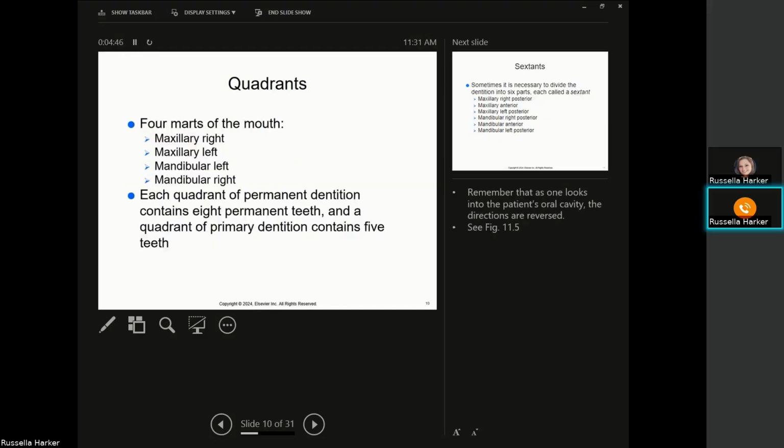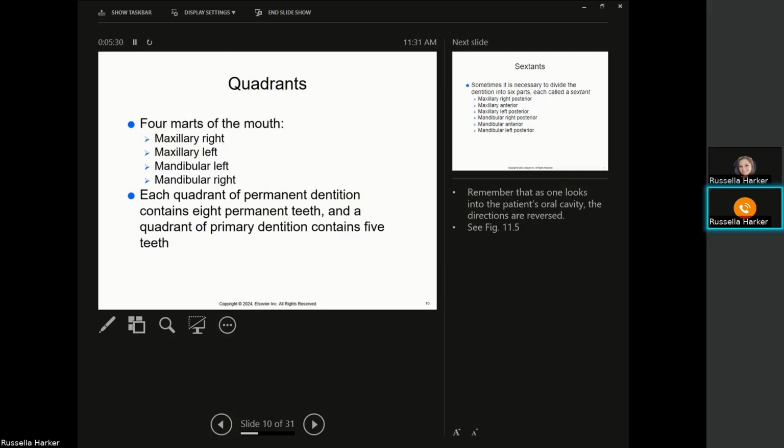Quadrants. So the mouth is broken up into upper and lower, 2 sections. Then it's further divided into quadrants so that it's divided into 4 sections. We have the maxillary right, the maxillary left, mandibular left, and mandibular right to give us 4 quadrants. Each quadrant of dentition in the permanent mouth contains 8 teeth. A quadrant of primary dentition contains 5 teeth. So that gives us 20 teeth in primary dentition and 32 in the adult dentition.